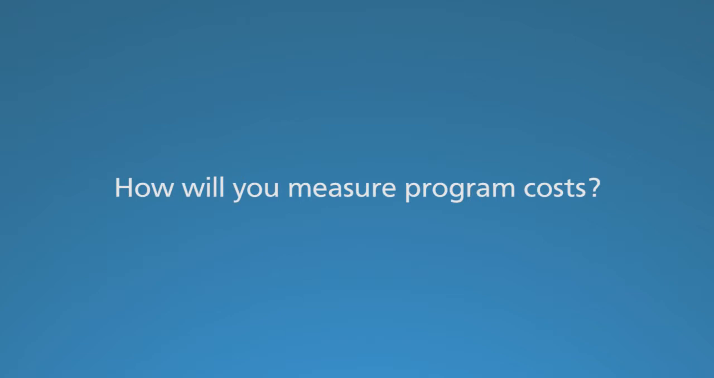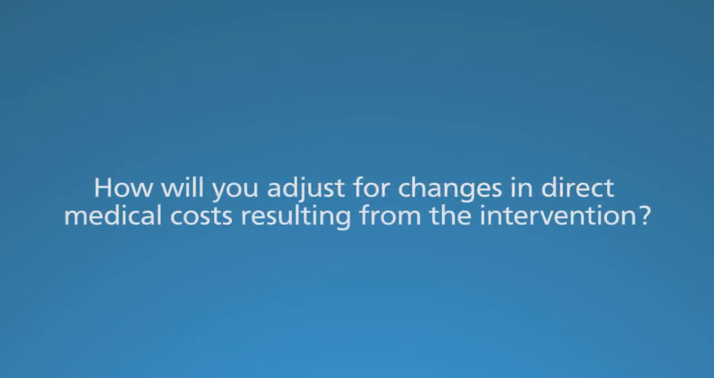Here's a really interesting task. How will you adjust for changes in direct medical costs resulting from the intervention? In the male circumcision example we gave, you avert the cost of medical care for HIV because you avert new HIV infections. In the adherence counseling example, you actually add to medical care costs because you keep people alive to receive more ART. You need to think about this for your example. What induced costs or savings will there be?